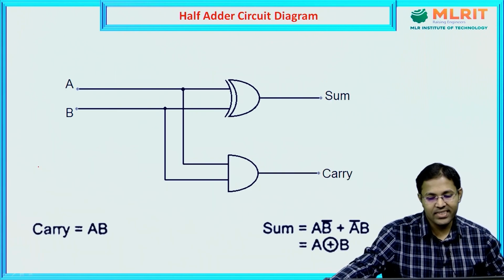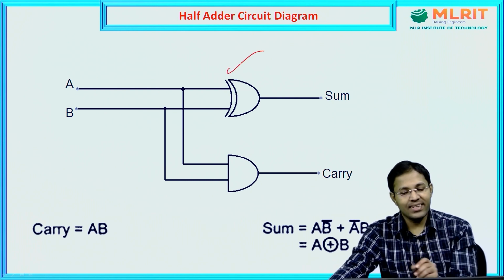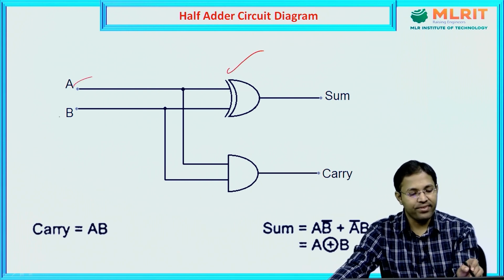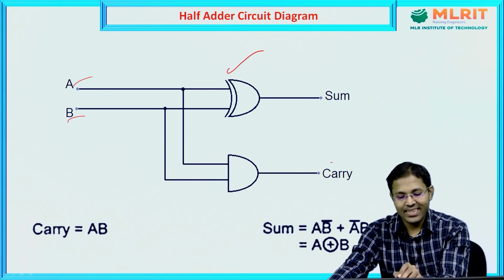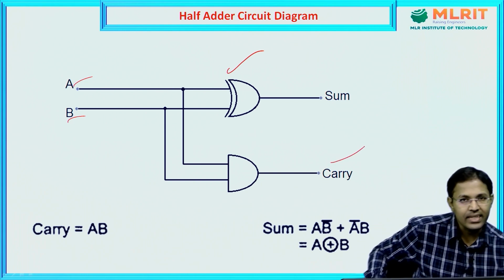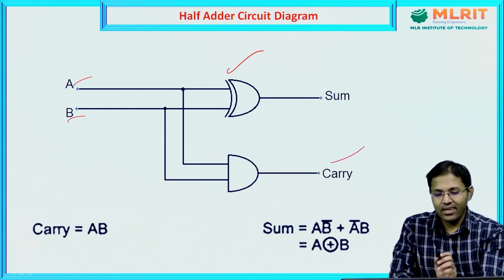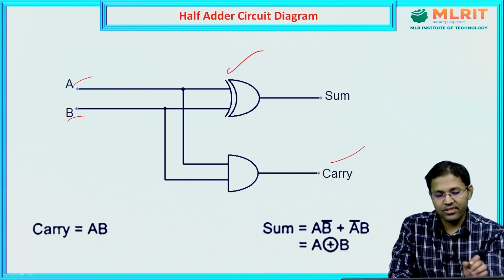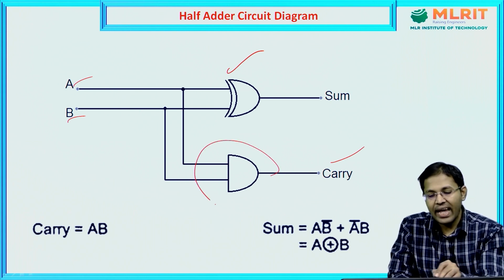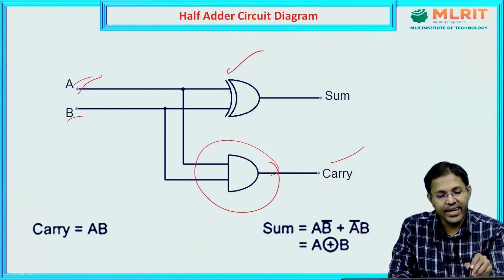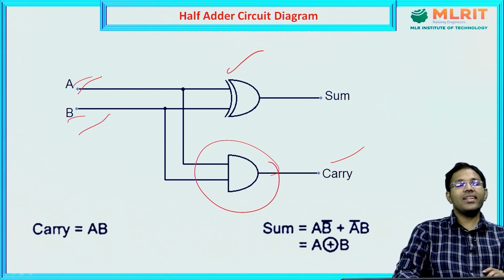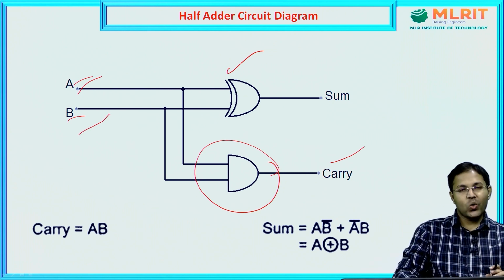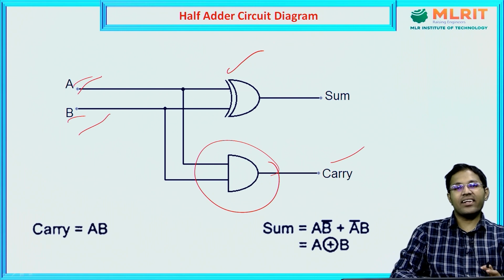So that is the reason here sum is nothing but the XOR operation of A and B. Carry is nothing but the AND operation of A and B. So in this manner, we are able to complete the circuit diagram of half adder.